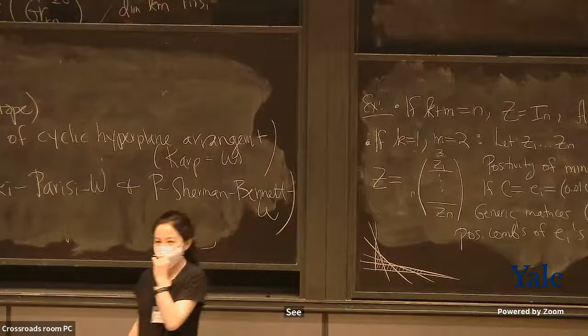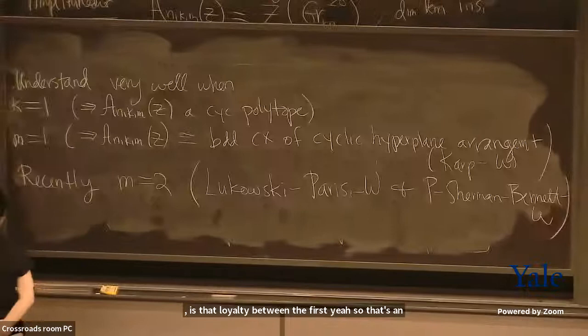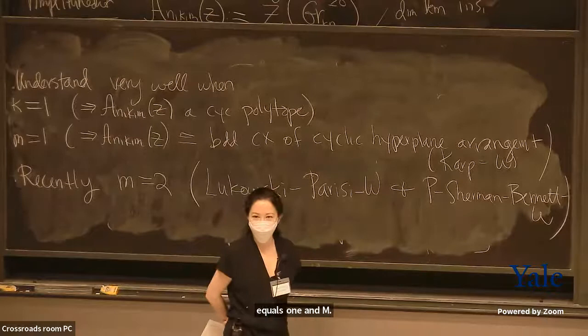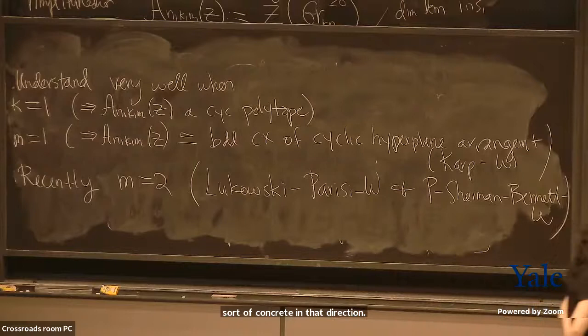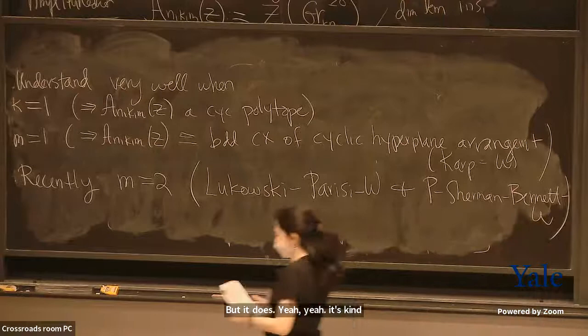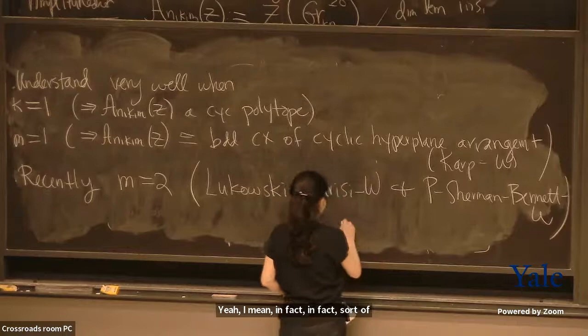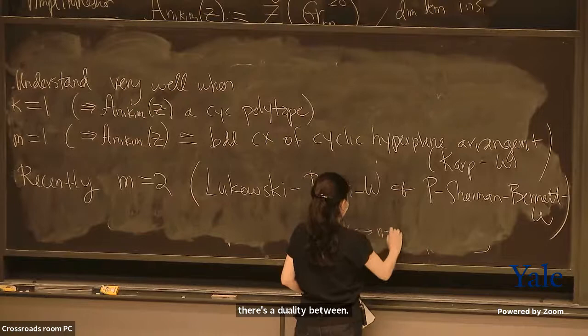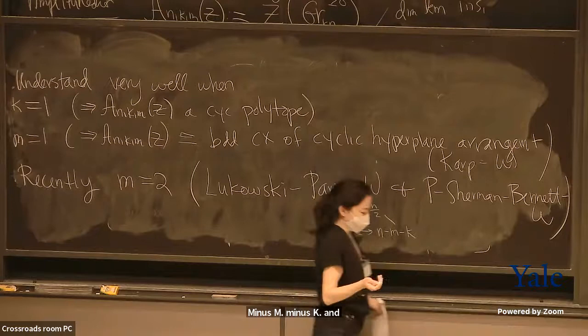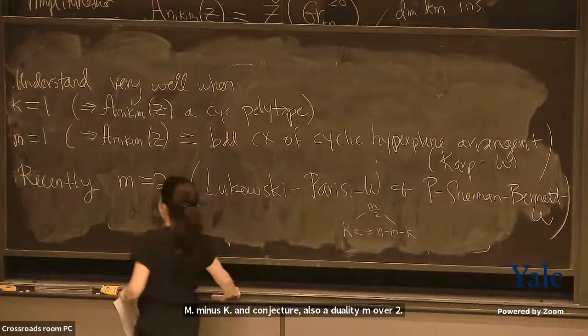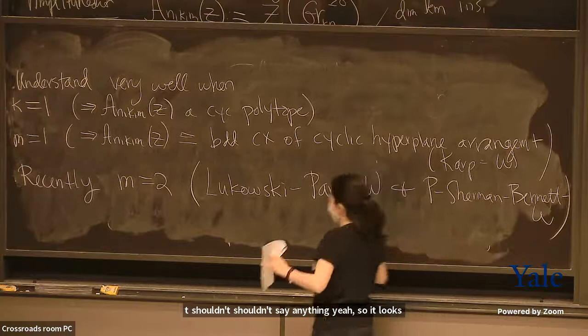Is there a duality between the first equations? Yeah, so that's an intriguing question, whether there's a duality between k equals 1 and m equals 1. I don't know how to say anything concrete in that direction. It's kind of a mystery, actually. Conjecturally, there is a duality between k and n minus m minus k, and conjecturally also a duality with m over 2. But maybe I just shouldn't say anything. It looks very suggestive, but I don't know how to say anything about a duality.